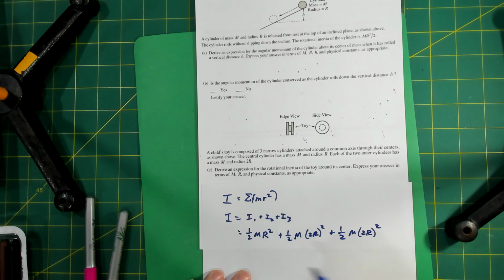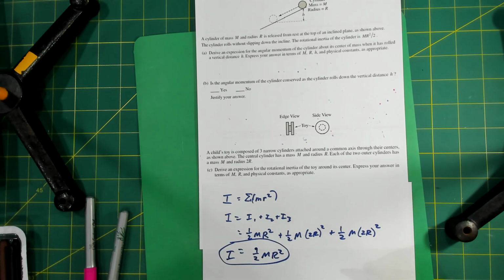Right? And this is it. So I'm just going to add those up. When I do this, I'm going to square the 2r, that's going to become a 4r squared. So I have a half mr squared, a half 4 mr squared, and a half 4 mr squared. So that's a half mr squared, half of 4 is 2, so it's going to be 4.5 mr squared. You can write that as 9/2 mr squared, and that is my I for the whole thing. Okay, so that's that part.